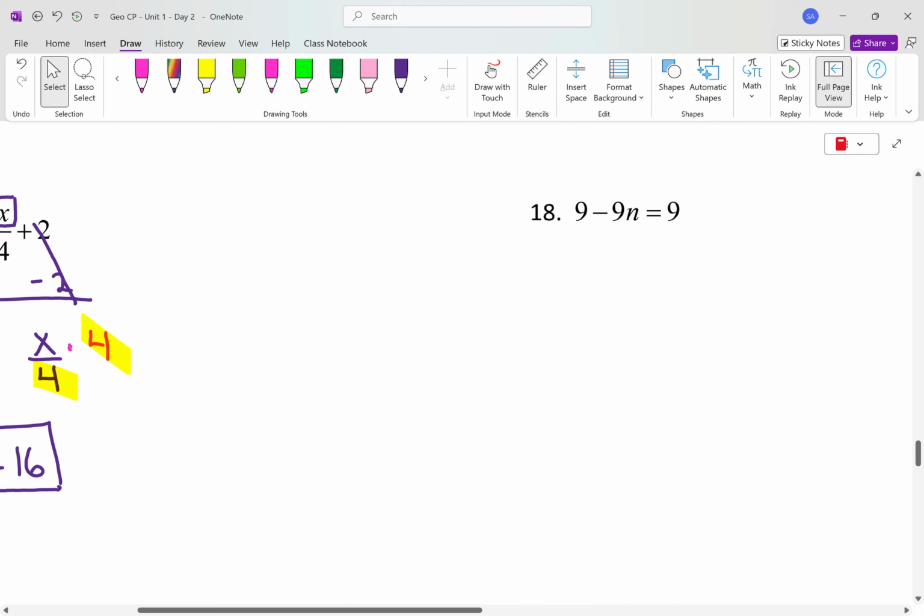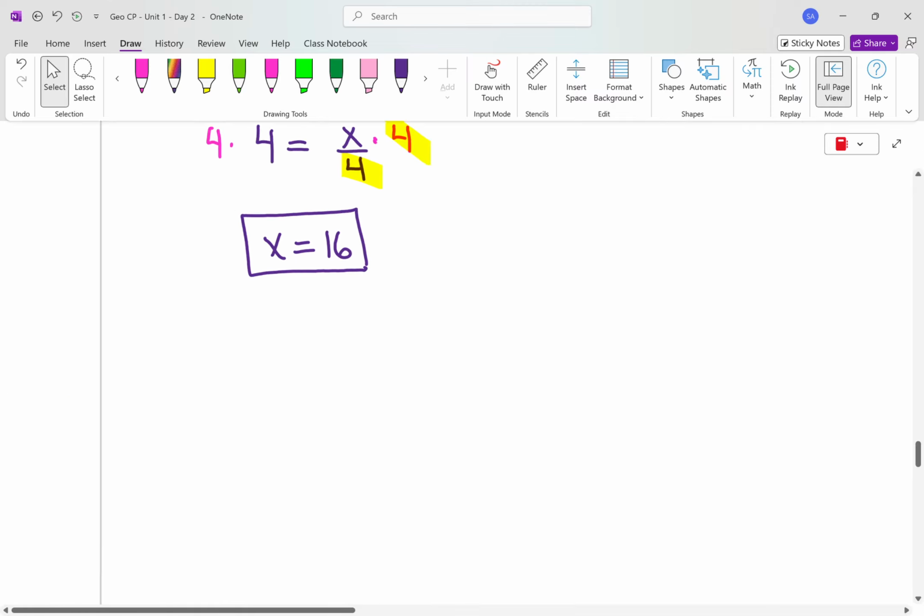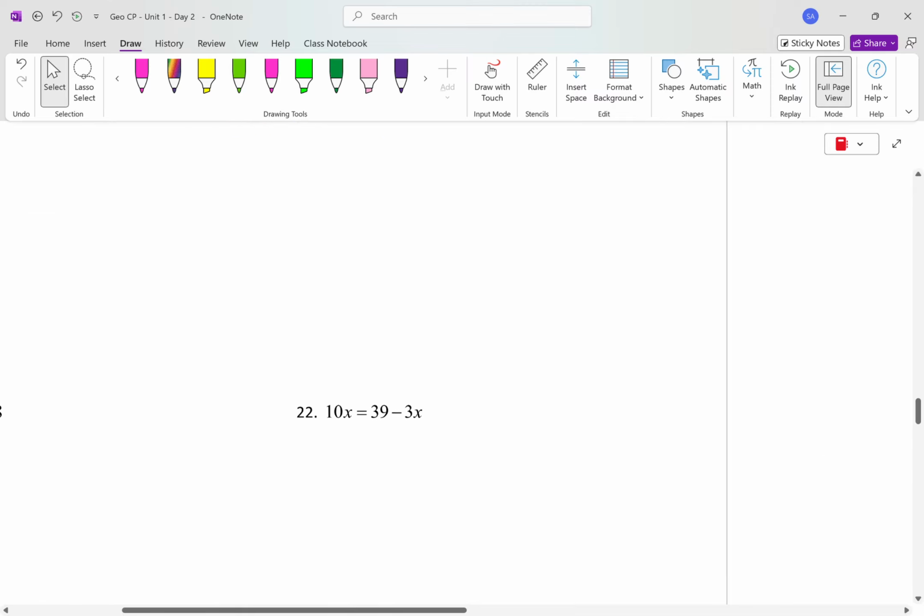All right, I want you guys to try number 18 on your own. Let's see how you do. Curious to see how you do on this one. Just zoom in and hold up for me when you're ready.